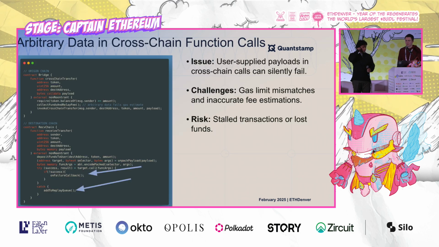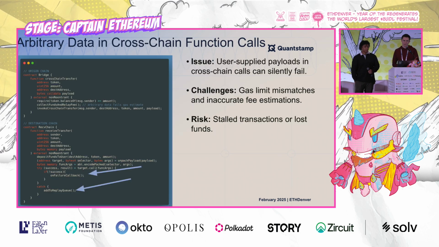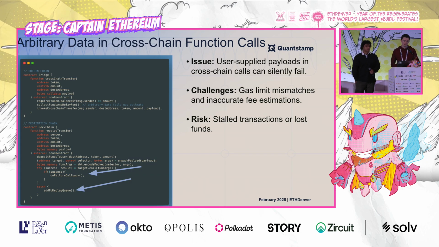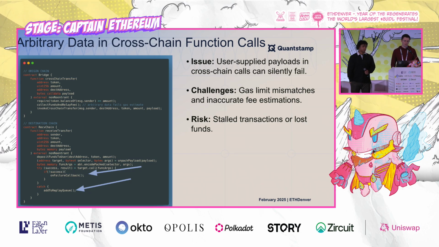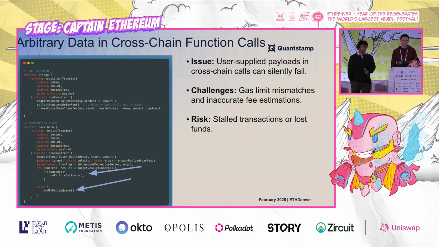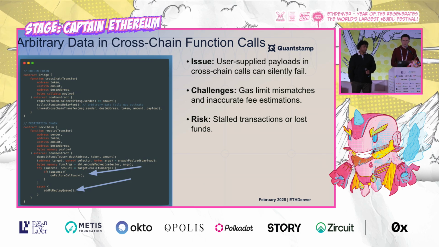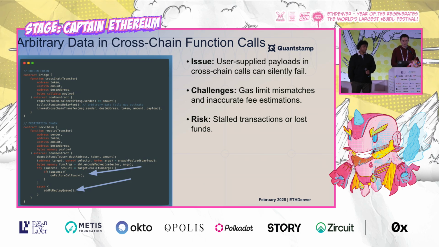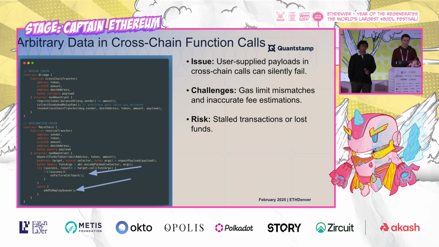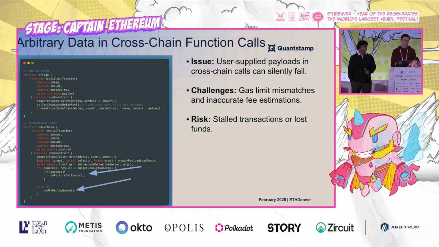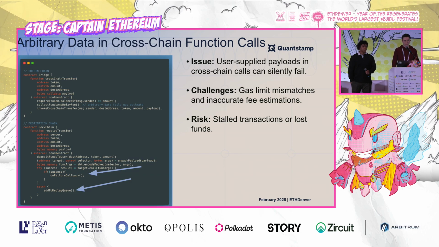All right. So this is one of the more complicated ones that we have here. This contract is, well, it's actually two separate contracts, parts of a bridge. So in the top part, we have the origin chain where you'd be sending tokens from one chain to another, and the bottom you'd have the destination chain. The issue here is that on the origin chain, we are allowing users to specify a payload, which would allow for arbitrary calls on the destination chain.